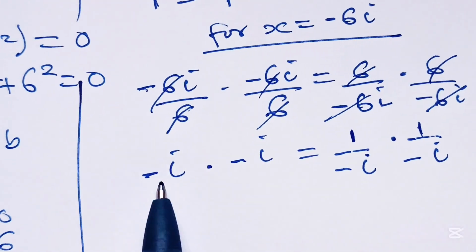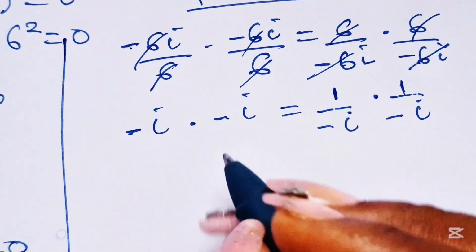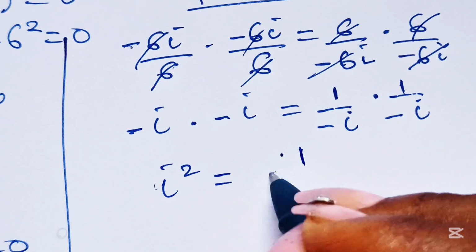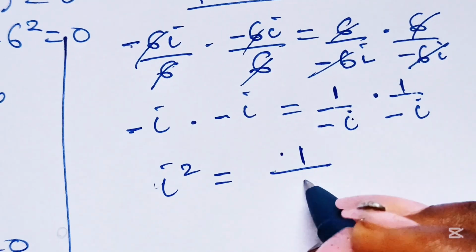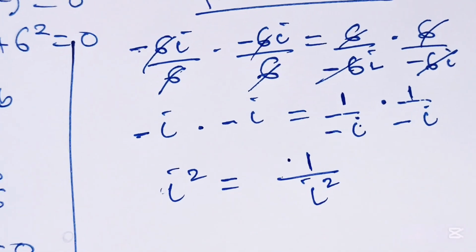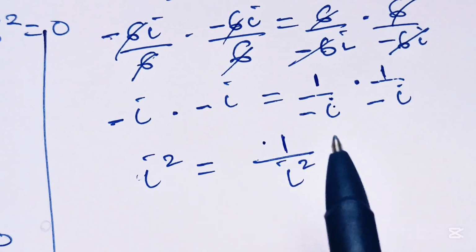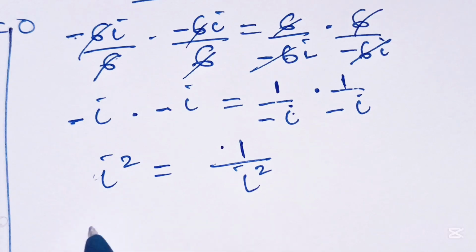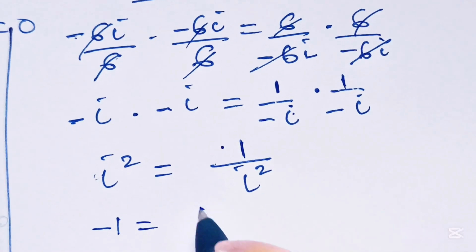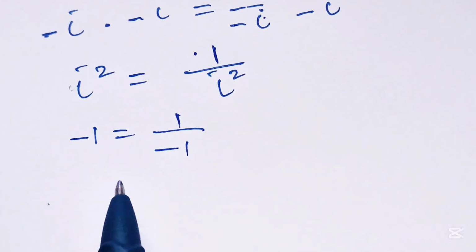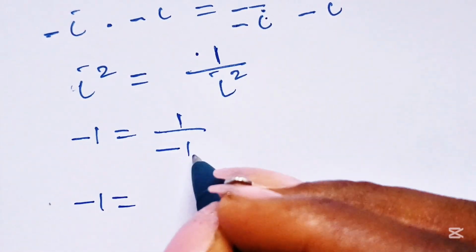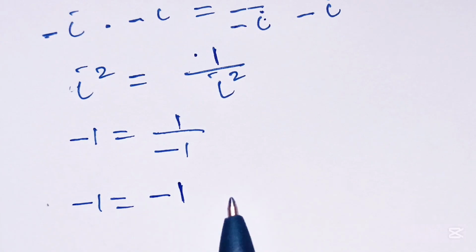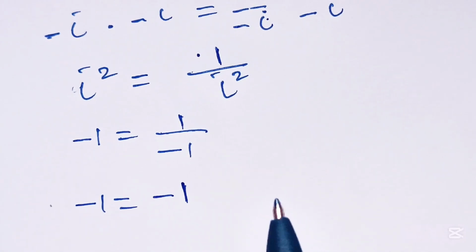All right, now minus i multiplied by minus i is the same thing as i squared, is equal to 1 over minus i multiplied by 1 over minus i, which is 1 over i squared. Okay, all right, now i squared is equal to minus 1. So that means you are going to have minus 1 is equal to 1 over minus 1, and 1 over minus 1 is minus 1. So you can see that the left hand side is equal to the right hand side. So this proves that our solution is correct.